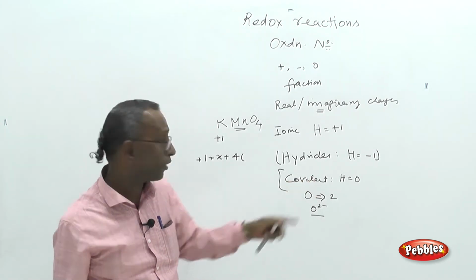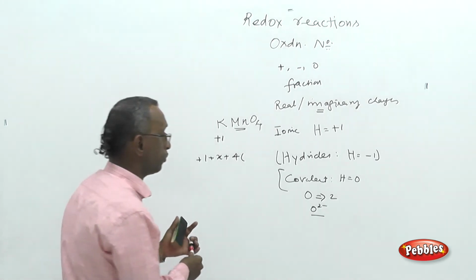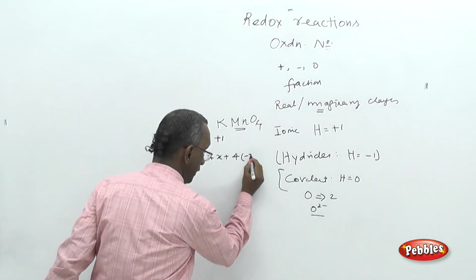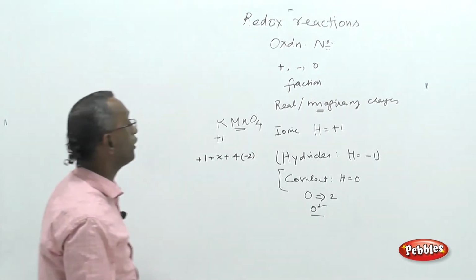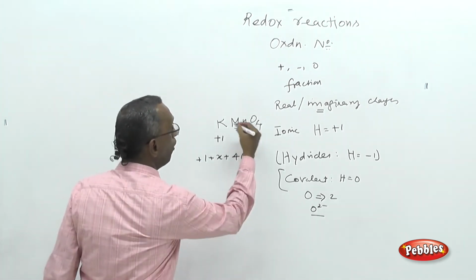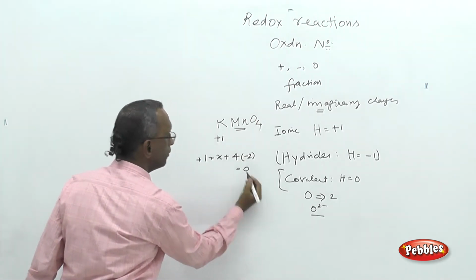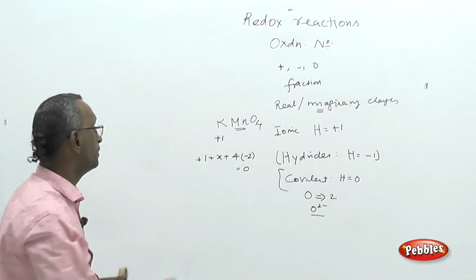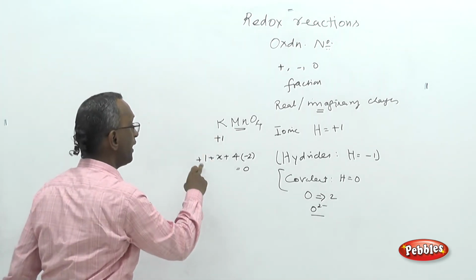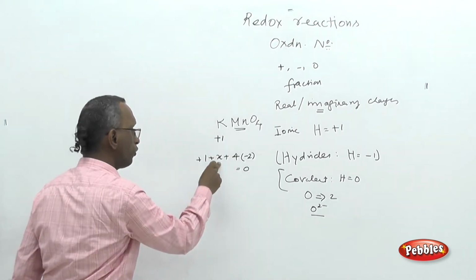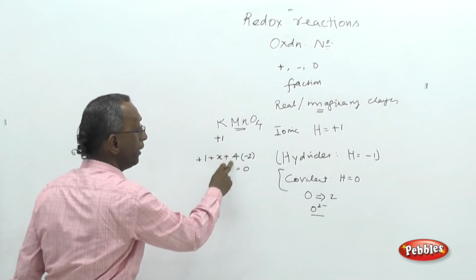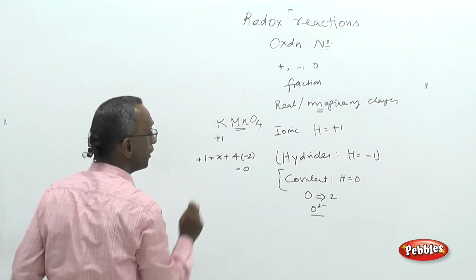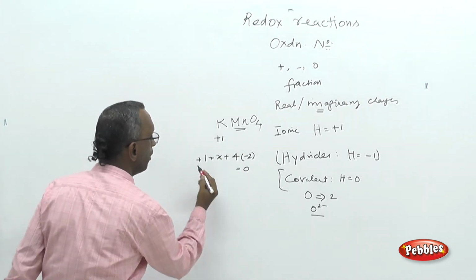So the oxidation state of oxygen, along with the charge, you have to write -2, since it gains 2 electrons. So overall it is a neutral compound, oxidation state is 0. So we have to form the equation like this. Potassium oxidation state is +1. Manganese we have to find. There are 4 oxygens, each with an oxidation state of -2. So we have to solve this equation.